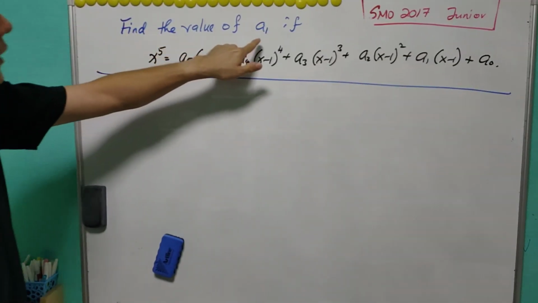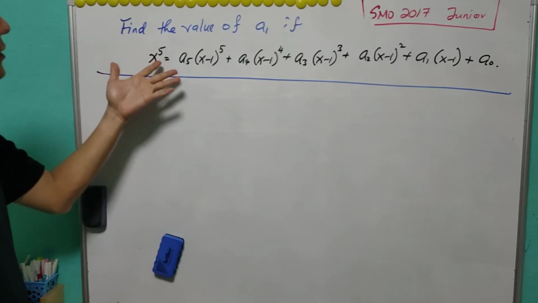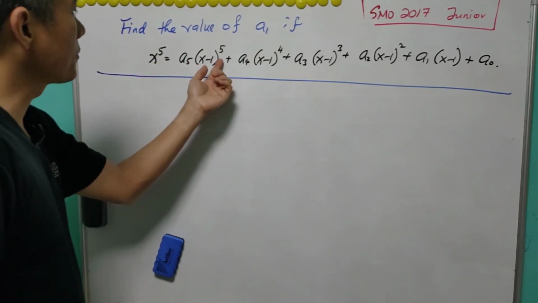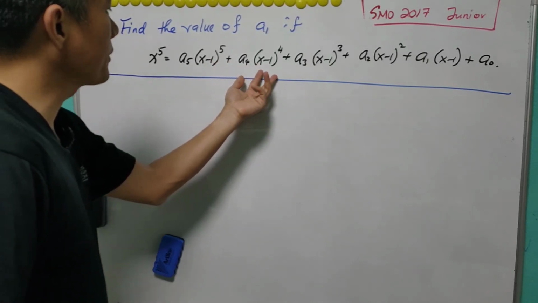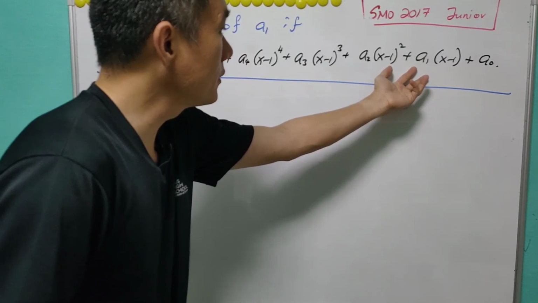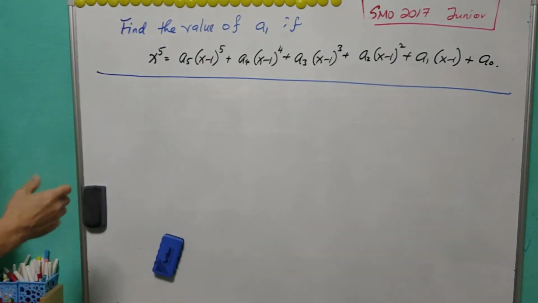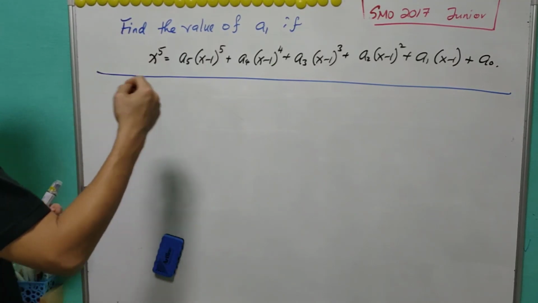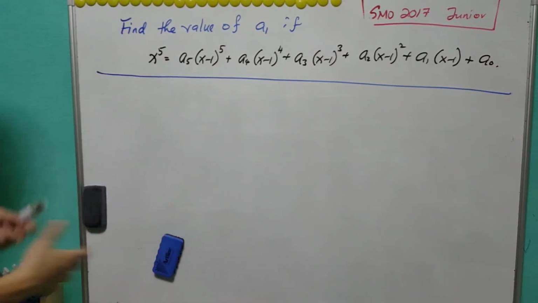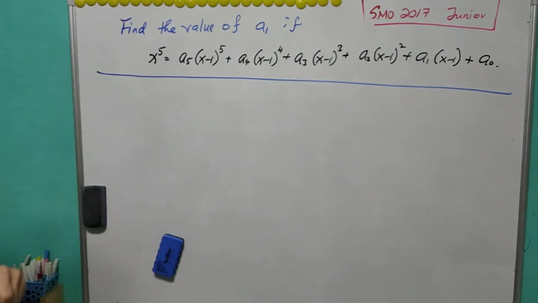Find the value of a1 if x to the power 5 can be written as a5 times (x-1)^5, a4 times (x-1)^4, and so on and so forth until a1(x-1) plus a0. Note that in this case, we can't simply substitute x equals 1 or 0 or -1. We are unable to get the value of a1 using this method.